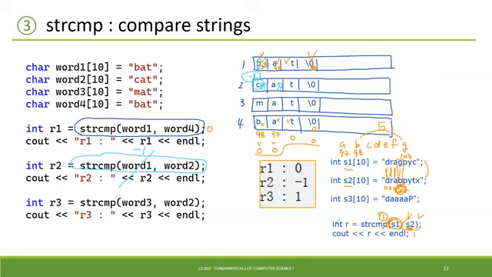And if I compare S2 and S3, see this one and this one. In this case, D and D are 0, then R and A. In this case also, R appears after A, right? So it will return +1. So this is what actually happens in the string compare function.